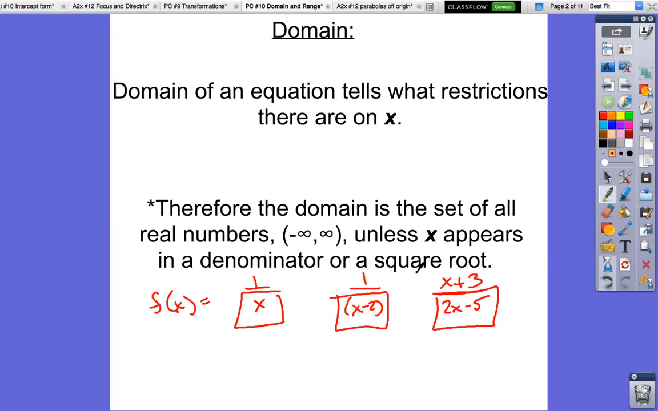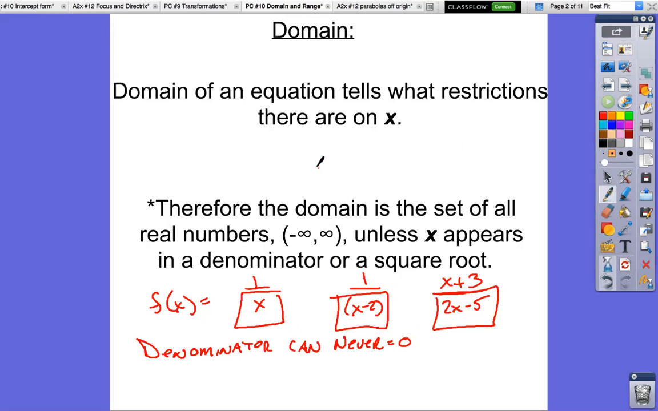Why? Because what value can you never have in the denominator? Anyone? What can a denominator never, ever, ever be? 0. Exactly. So your denominator can never be 0. So that's what sets some of those restrictions. Now, again, it can't equal 0, but it could be positive, it could be negative, it can't be 0.